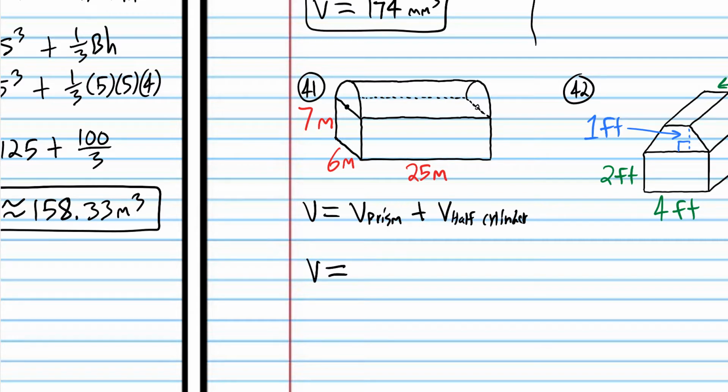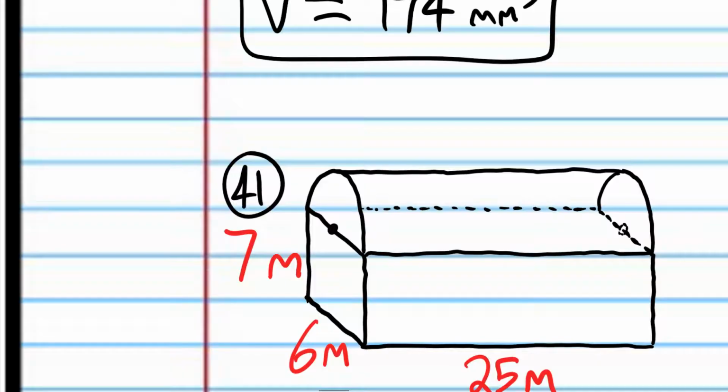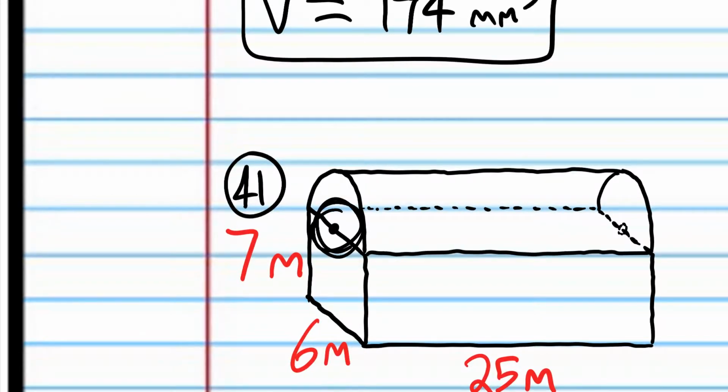So the volume of a prism is length times width times height, and the volume of the half cylinder is the volume of a cylinder, which we learned is pi r squared h, and then we have to divide it by 2 because it's only half the cylinder. Now I want you to understand that when you have these little dots here, that just assumes that that's the center. You're going to get many problems where they have dots there, and if there's a dot, then you're supposed to assume that that's the center.